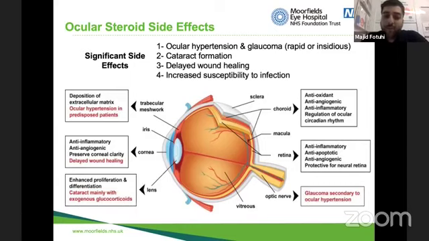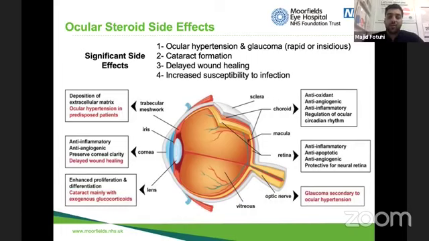The first one, and probably one of the most significant side effects, is an increase in the risk of ocular hypertension and glaucoma. And this can be rapid or insidious. The glaucoma is secondary to the ocular hypertension, and we call this steroid-induced glaucoma.